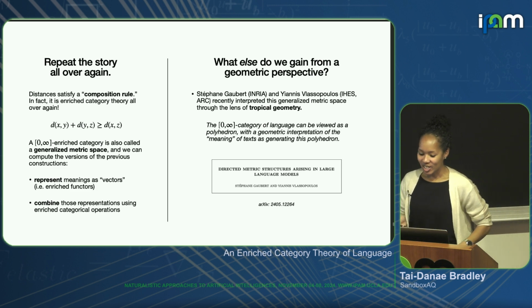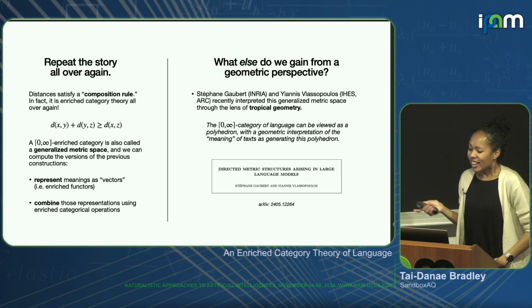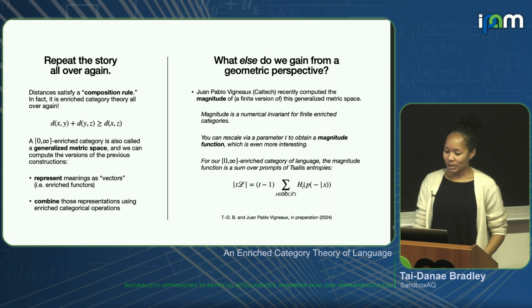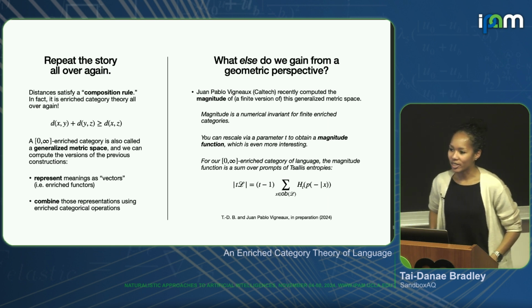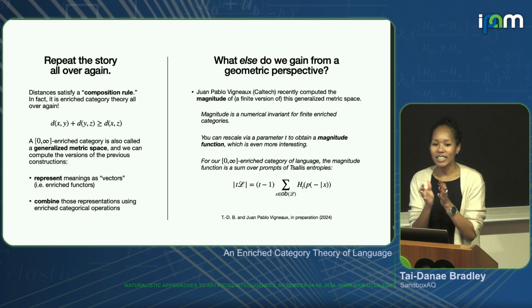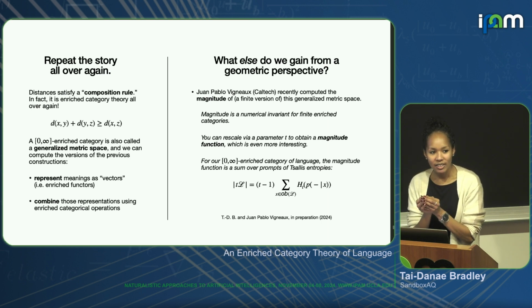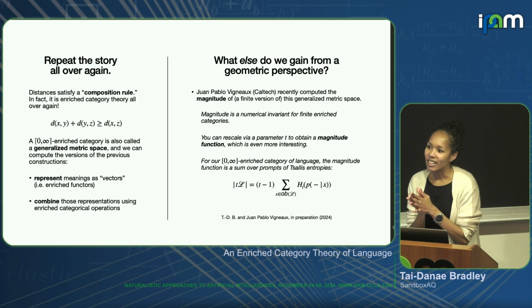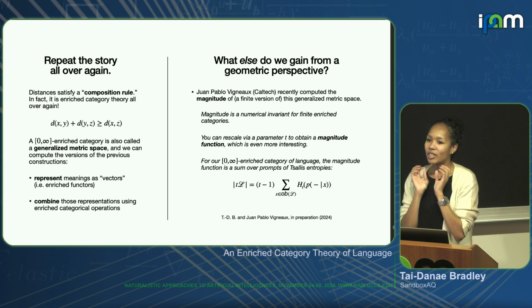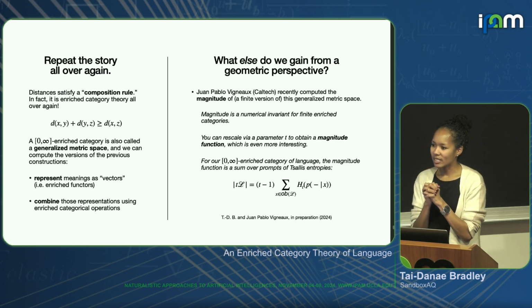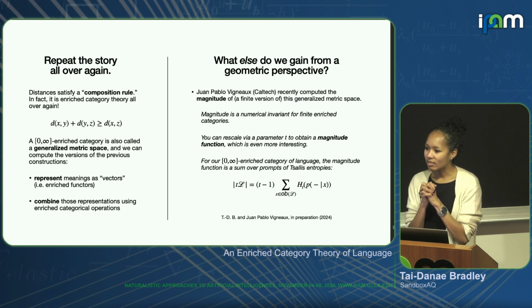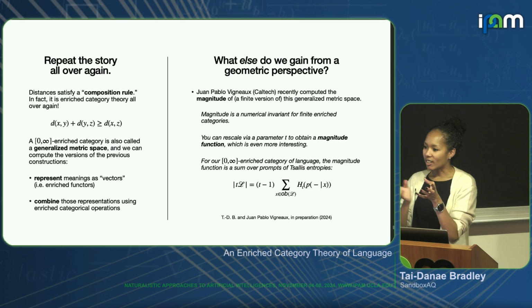I would say if you're interested, you can take a look there. Another interesting avenue from a geometric perspective, so I mentioned Juan Pablo Vigneault earlier. There is something in category theory called the magnitude of an enriched category. This is a numerical invariant. It sort of generalizes the Euler characteristic of a topological space, the cardinality of a set, the entropy of a probability distribution. So it's like a number attached to the thing you're interested in. Enriched categories that are equivalent have the same magnitude, so it's invariant.